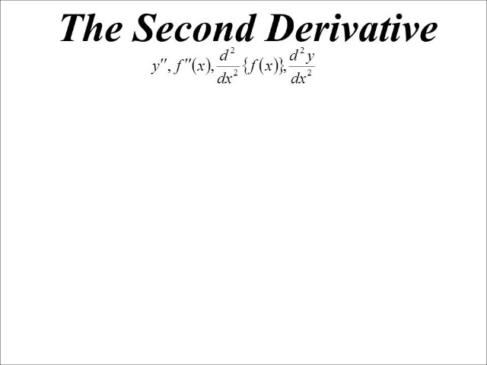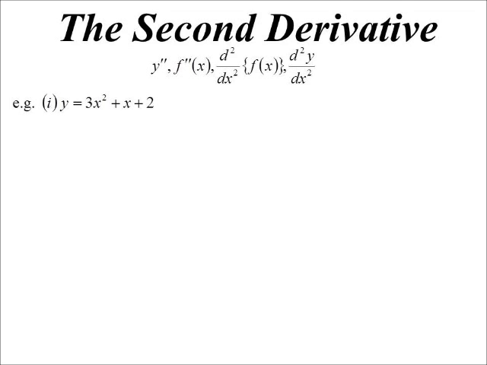The first time people see this, they think, oh, all we've got to do is square the derivative. But those 2's do not mean squared. It means the second derivative. Second derivative, well, let's do one.